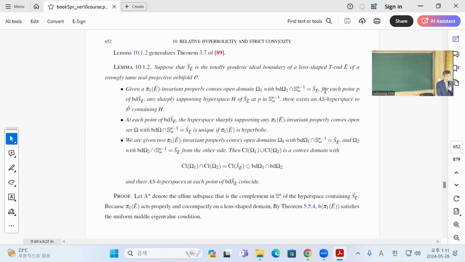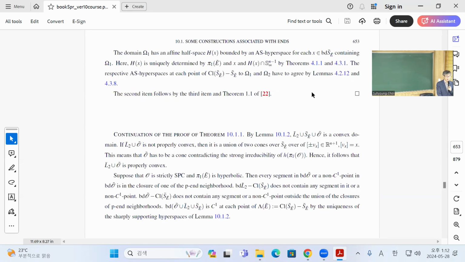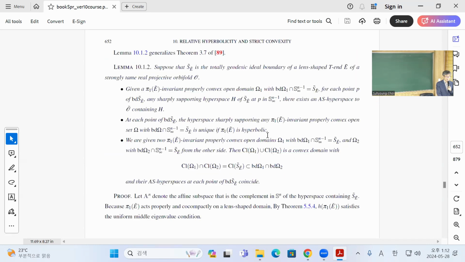we have these two properly convex open domains from one side and the other side, which are invariant under the pi_1 of E, and then you can take the union, and this will again be properly convex, and it will have unique asymptotic hyperplanes. Okay. So the basic proof of that is that if you construct these domains, then these asymptotic hyperplanes are uniquely determined by the fundamental group, and by how they meet at S^n infinity. So that's how we can show these correspond to each other.